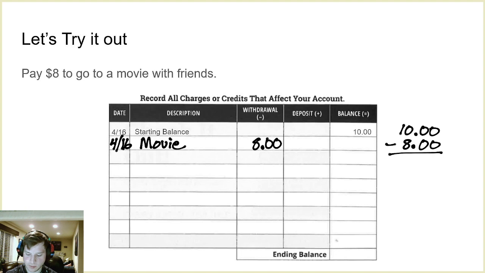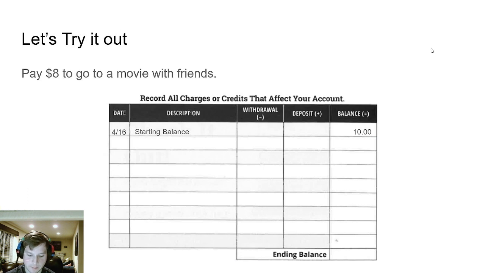0 minus 0 is 0. My decimal goes straight down. Looks like I'm going to need to borrow here. So what I'm going to do is cross out the 1. Now I have a 0 there. Move that 1 over. 10 minus 8 is 2. So that means that my balance now, I only have $2 left in my account. I'm going to have to keep track of what's going on so that I don't overspend.